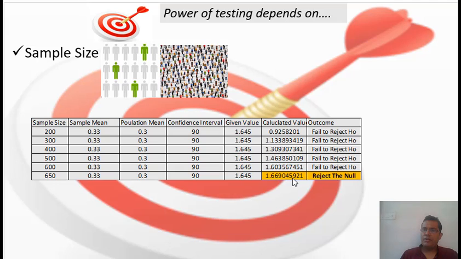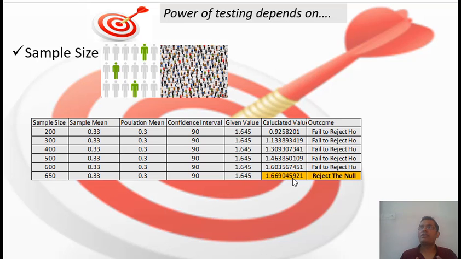So from this example, what we can understand is that if out of 200 customers, 33% are saying your product is good, we are still not sure whether my product is good or not. But if I get the same 33% on the larger sample, that is on my 650 records, then I am quite sure that my product is a good product. So basically, if you increase the sample size, your power of testing or your effectiveness of testing will increase.